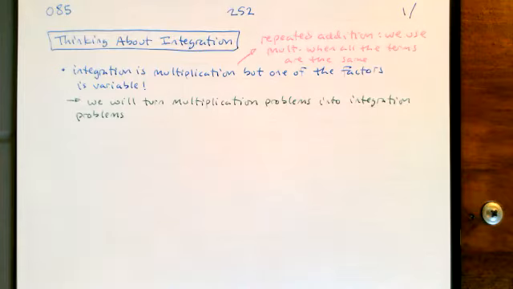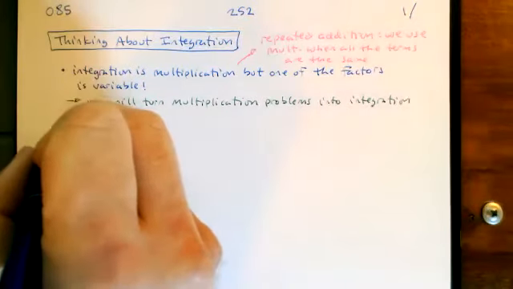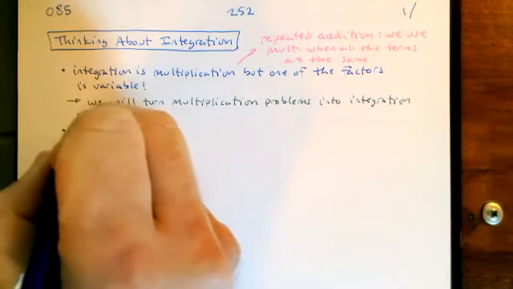But what we're going to see is in this bullet point right here, multiplication, but one of the factors is variable. So what this means is that since integration is multiplication, but one of the factors is variable, we have to drop our multiplication back down to addition. We don't get to advance up one level in the order of operations. We have to stay at the addition level. So integration is addition.